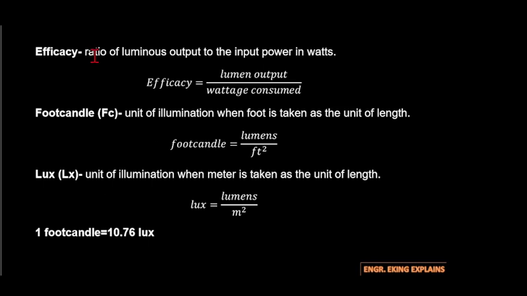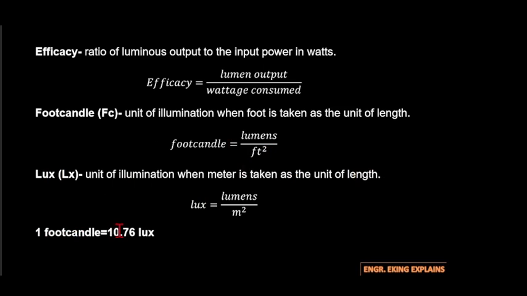Then we have efficacy. Efficacy is the ratio of the luminous output to the input power in watts. Then foot candle, a unit of illumination when foot is taken as the unit of length. This is the English unit for illumination, while for SI, the unit of illumination is taken with the meter as the unit of length. So that is lux. Lumens per square meter is lux, lumens per square foot is foot candle.